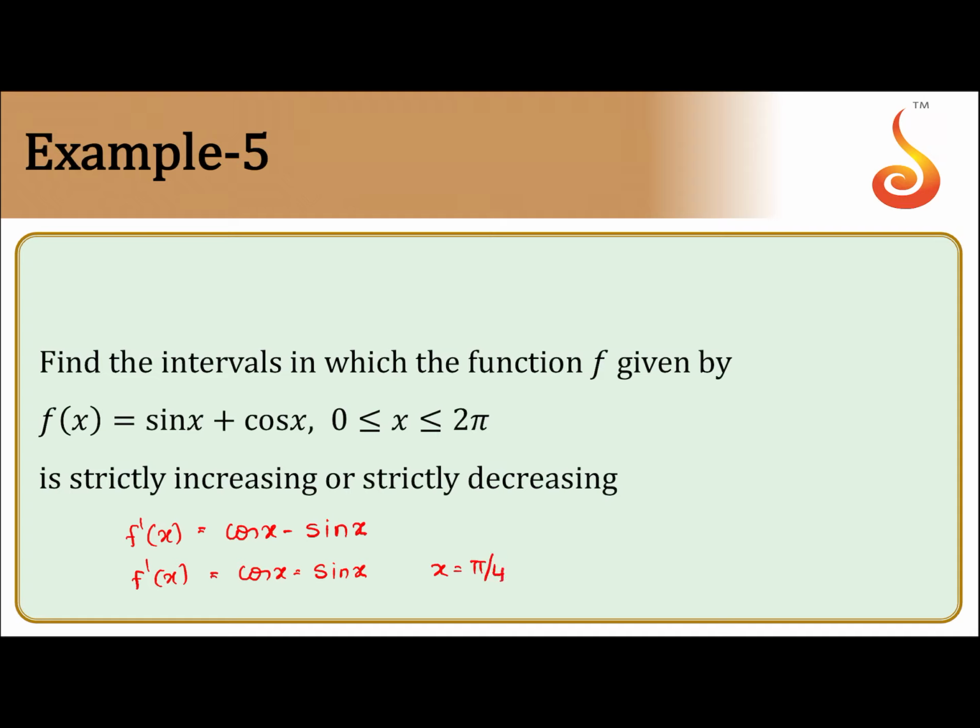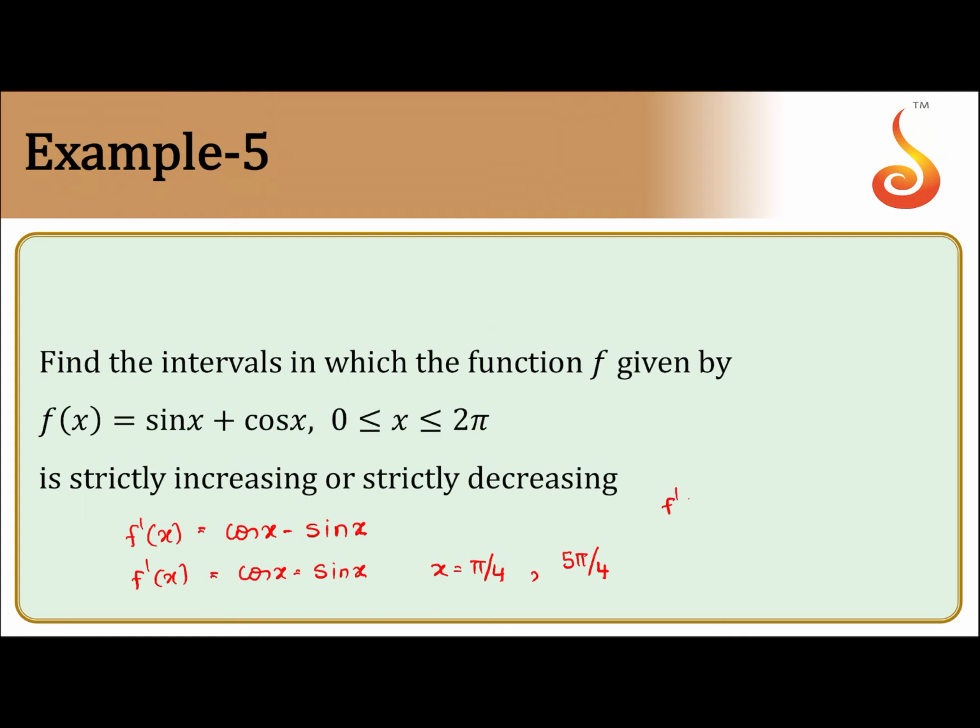And again, in the third quadrant, both are negative. So cos is negative, sin is also negative. So another value is pi plus pi by 4, which is 5 pi by 4. There are 2 points, so there's a variation.